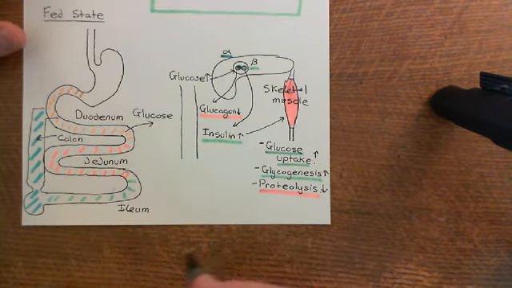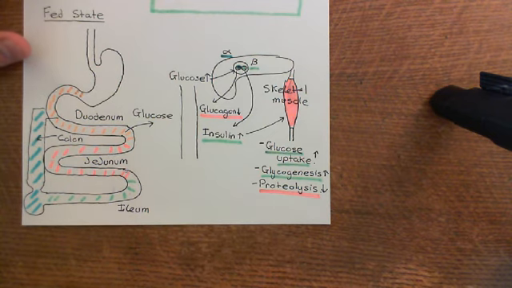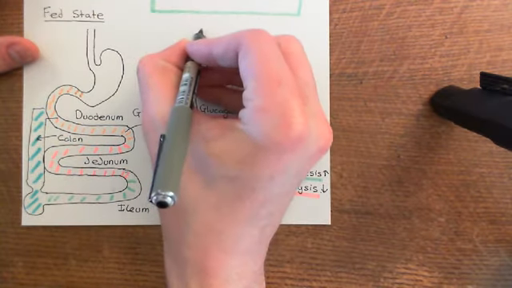Right, now let's talk about the next thing. Let's talk about the liver now, and then we'll finally move on to the adipocytes. So, liver next. We'll put the liver up here then.